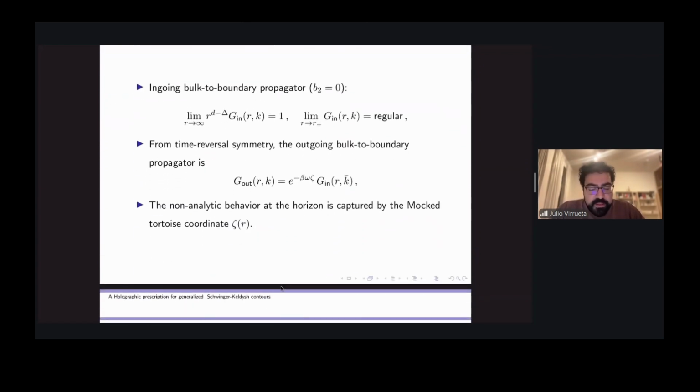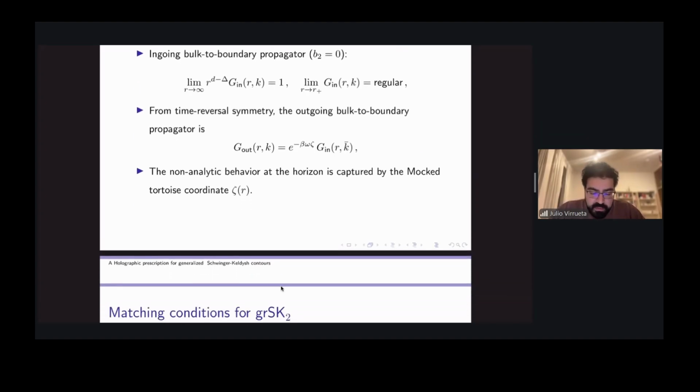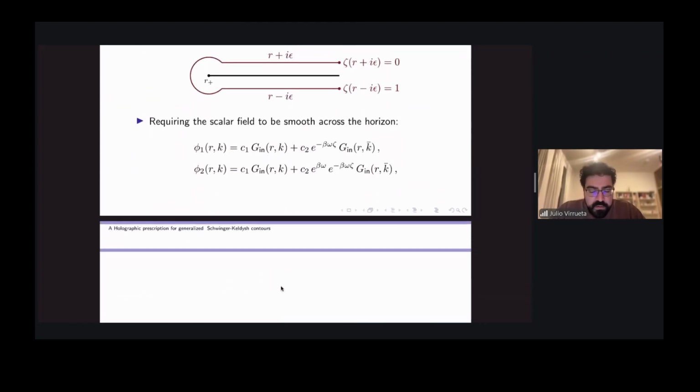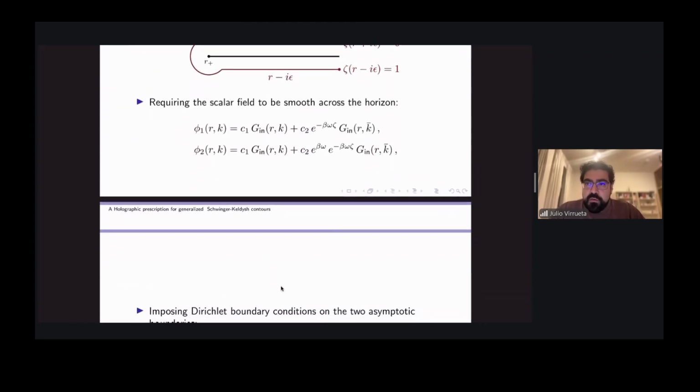I need to start accelerating, so I can define ingoing and outgoing propagators. I actually only need to do it once because I can use time reversal to get the other one. So if I am doing a normal Schwinger-Keldysh, I just have two fields, one living on each branch. The ingoing propagator is analytic, as I mentioned, across the horizon, so the coefficients have to match. These two coefficients have to be the same because the field has to be smooth as I move from one black hole to the other one.